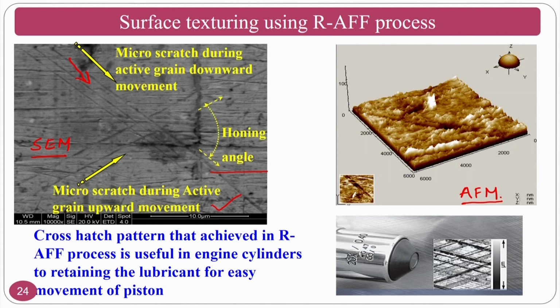Okay. So, here also you can see a part of cross hatch pattern here, and that is most important for the pistons and other cases. That is what the application is shown here. Okay. So, cross hatch patterns can be generated along with the surface finish. That is why this process will be slightly better compared to abrasive flow finishing process.